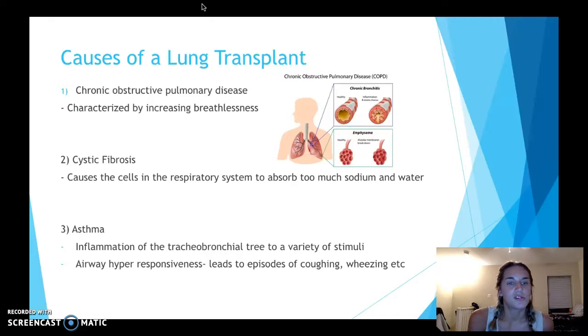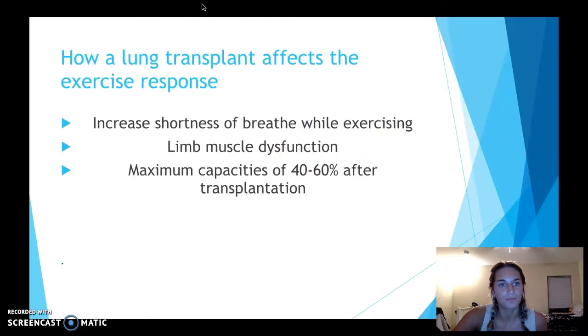Cystic fibrosis causes the cells in the respiratory system to absorb too much sodium and water. It also causes secretions in the lungs to be thick, which can put people at risk for respiratory infections. And asthma: inflammation of the tracheobronchial tree in response to a variety of stimuli. Upper airway responsiveness leads to episodes of coughing, wheezing, sneezing, etc.